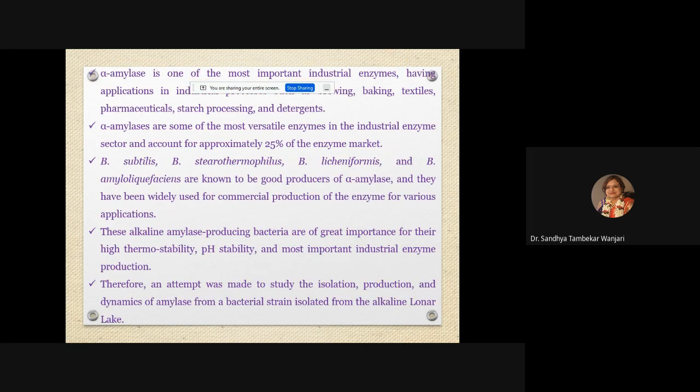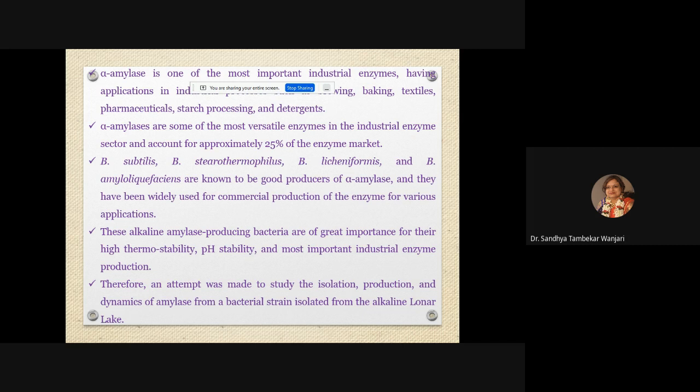Alpha amylase is one of the most important industrial enzymes, with applications in baking, textiles, pharmaceuticals, starch processing, and detergents. Amylases are among the most versatile industrial enzymes and account for approximately 25% of the enzyme market. Bacillus subtilis, Bacillus stearothermophilus, Bacillus licheniformis, and Bacillus amyloliquefaciens are known as good producers of alpha amylase and are widely used in the commercial production of enzymes for various applications.